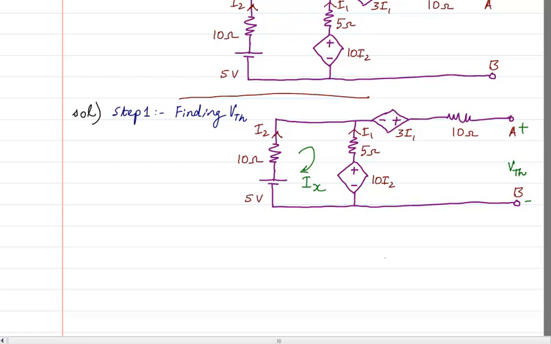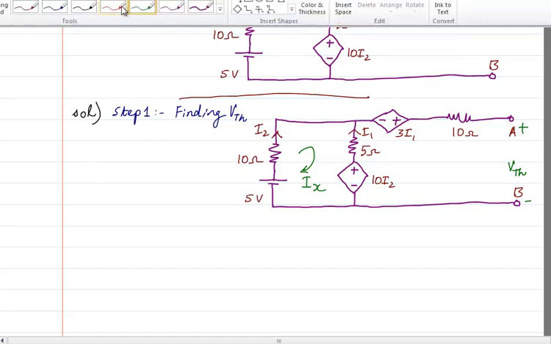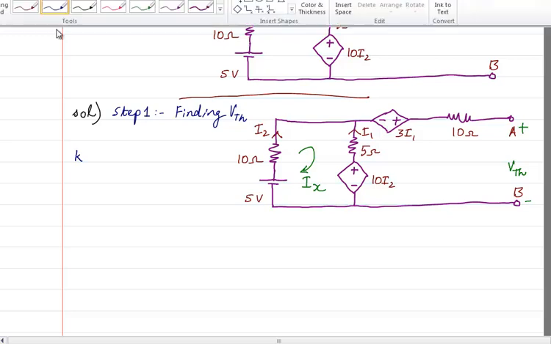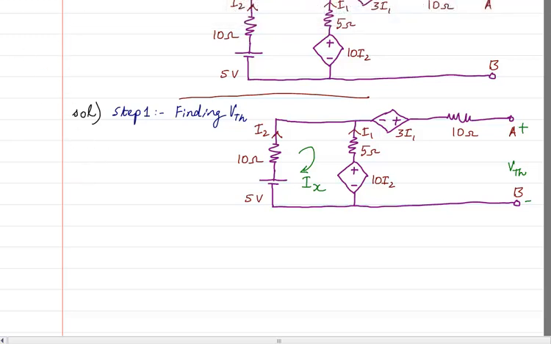Since there is no current going to flow in the second mesh, we need not write any current IY, because even if we write IY, that will be 0. So now we do the KVL. Before doing the KVL, looking at the figure, we can make certain conclusions. One of the conclusions is, I2 and IX, they are the same. So I will write I2 is equal to IX. Okay. And since there is no current flowing here, this current is equal to 0.